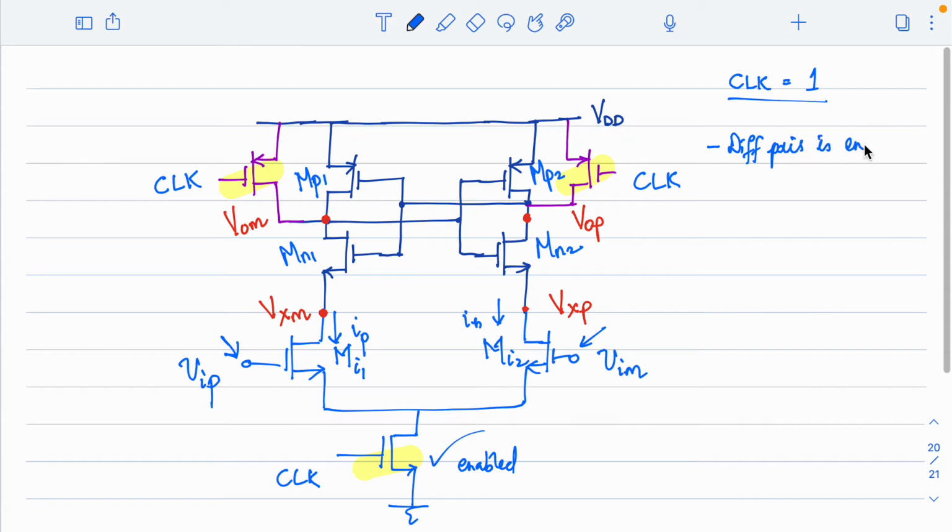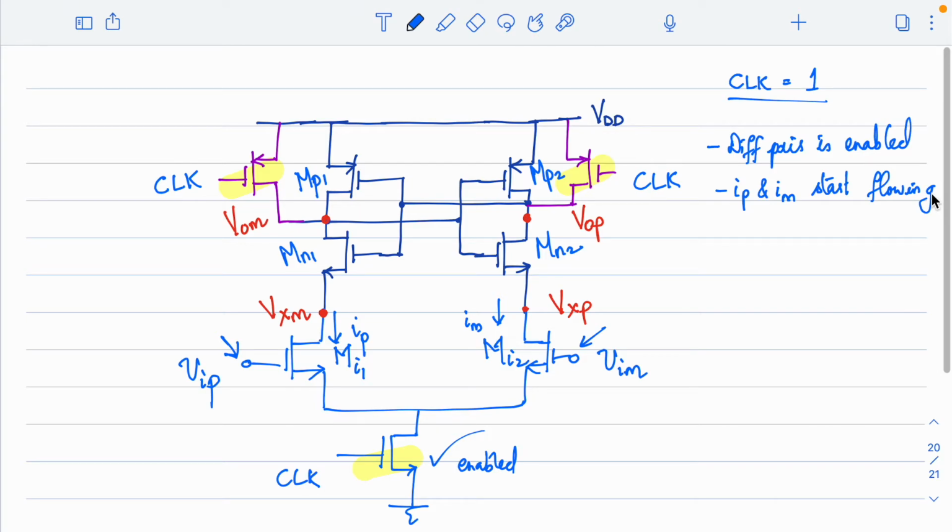This is enabled now. And what happens if the differential pair is enabled, and if a signal is available as VIP and VIM? Definitely IP and IM, just mark it as IM. So IP and IM start flowing, right? As soon as the differential pair is enabled, IP and IM will start flowing.